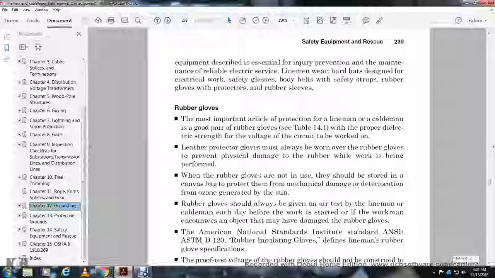and the cable man must use rubber gloves with the proper electrical strength for the voltage of the circuit being worked on. Leather protective gloves must also be worn over the rubber gloves to prevent physical damage to the rubber while the work is being performed. While the rubber gloves are not in use, they should be stored in canvas bags that protect them from mechanical damage and deterioration from ozone generated by the sun.